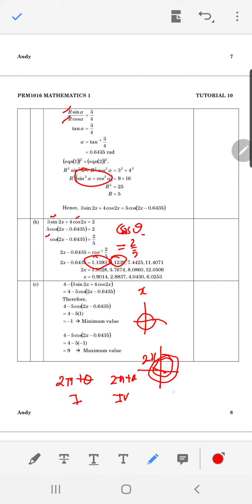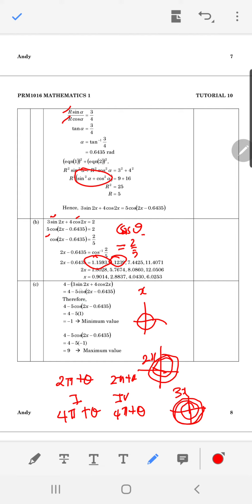And then if you have 3x, so how? 3x is you go 3 rounds. So the third round is 4 pi plus theta for the first quadrant, and then another one for the fourth quadrant is 4 pi plus theta, and so on.